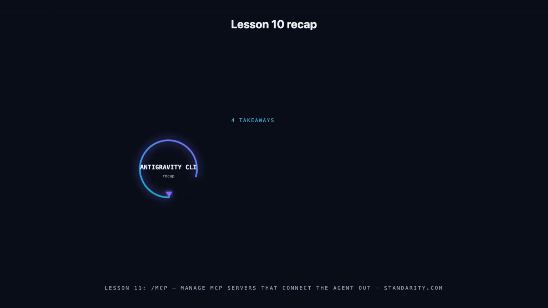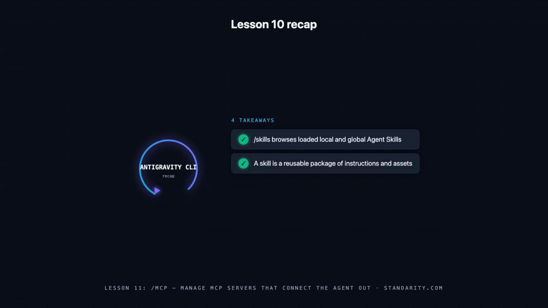Here's what to keep from this lesson. The skills command browses the loaded local and global agent skills available to Antigravity. A skill is a reusable package of instructions and assets that teaches the agent a particular job. Invoke a skill instead of re-explaining a workflow, keeping procedures consistent across projects and teammates.